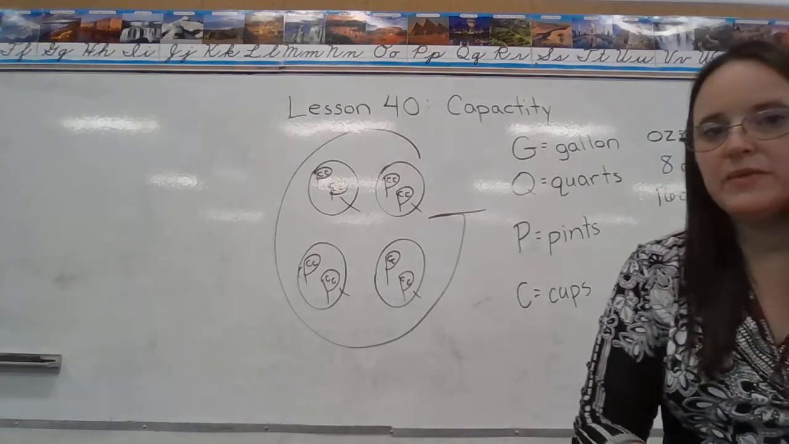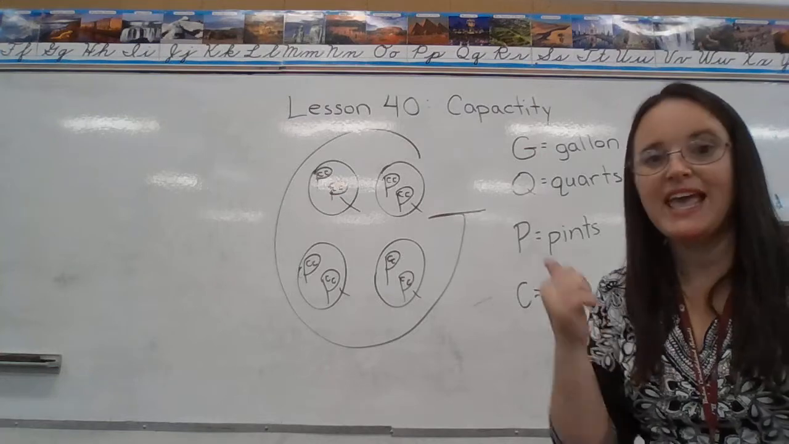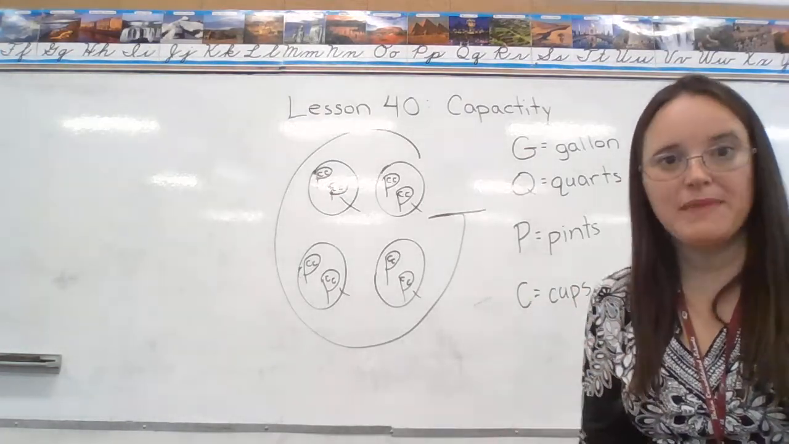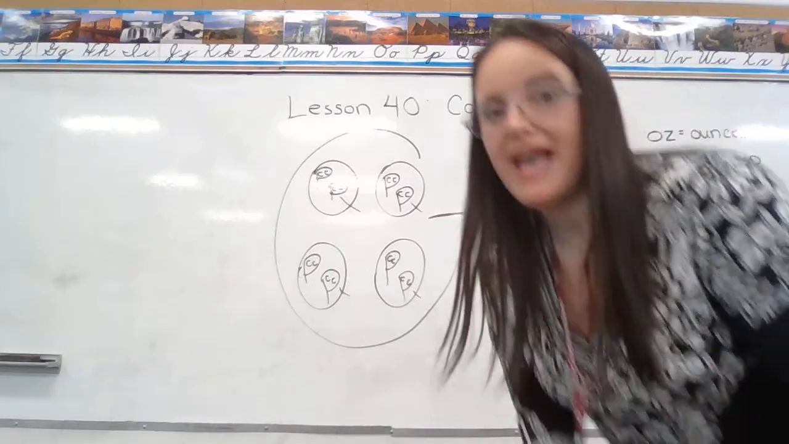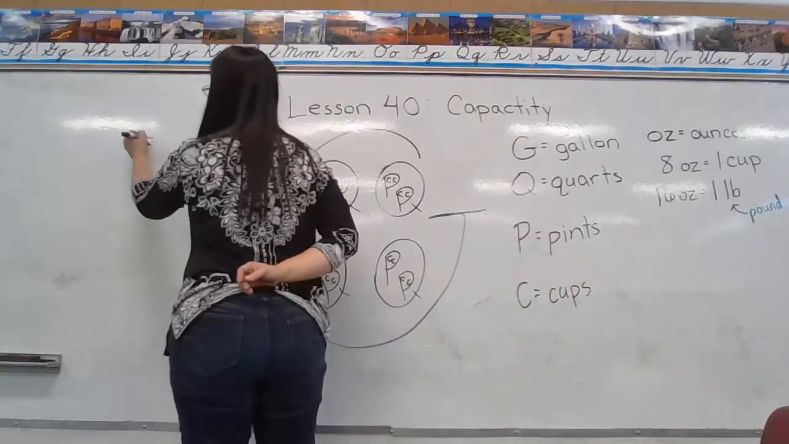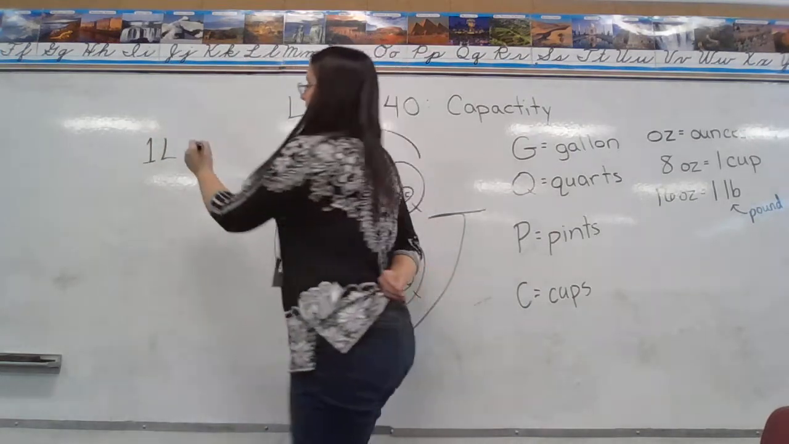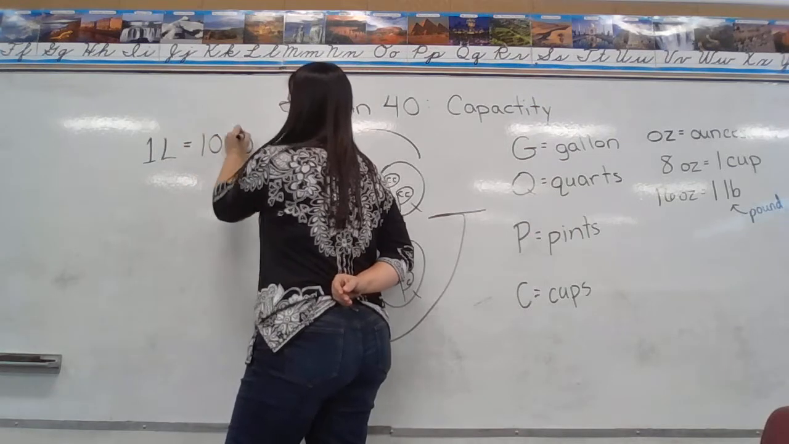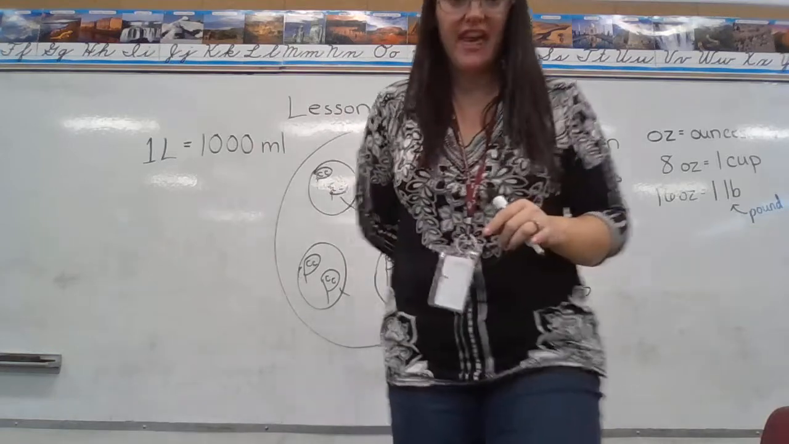All right, so what we need to know with metric measurements, just like centimeters, millimeters, meters, metric all works off of tens. So we have a liter, 1 liter is equal to 1,000 milliliters. And we write ml for that.